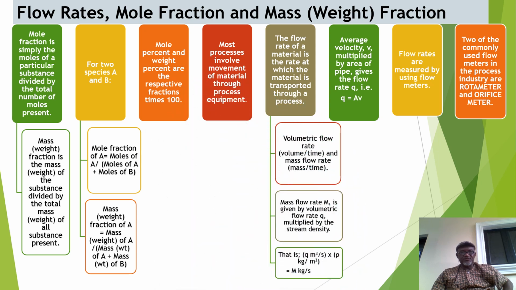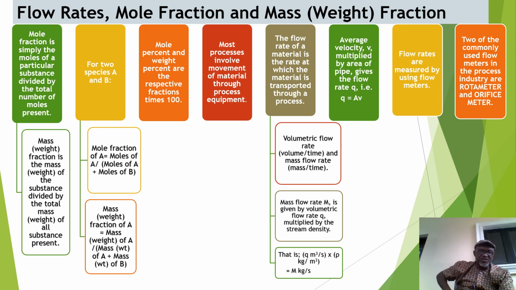Another important thing is flow rates, mole fraction, and mass fraction. Mass fraction can also be called weight fraction. So mole fraction is simply the moles of substance divided by the total number of moles, while mass fraction is the mass of the substance divided by total mass of all substances present. So if you have two substances present, A and B, and you want to find the mass fraction of substance A, it means the mass of substance A divided by the total mass of A and B. Of course, to get the percentage, we multiply by 100.